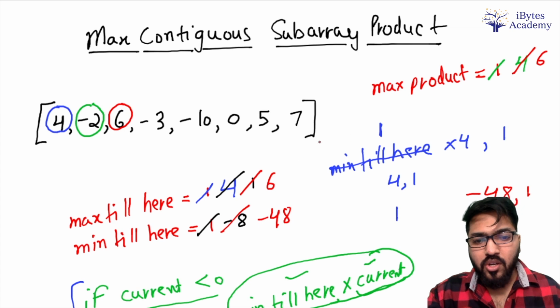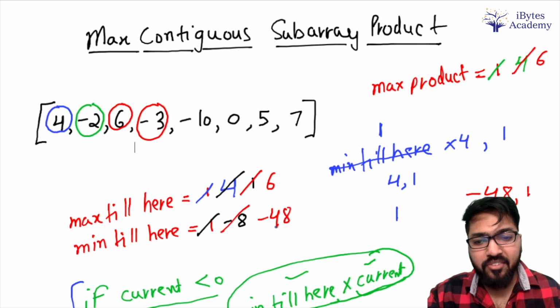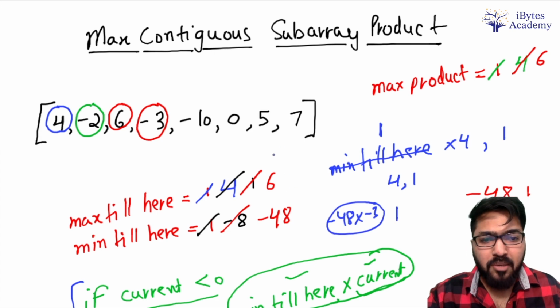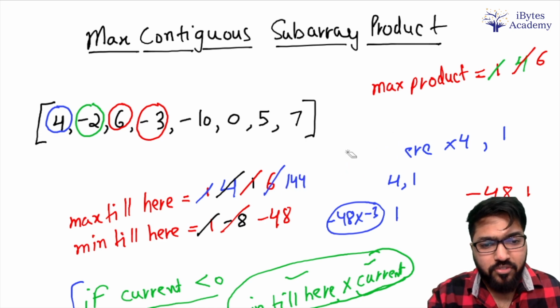Okay. Now the next number is a negative number. So for this, what we are going to do, for max till here, we have to multiply min till here into the current number. So min till here, that is -48, into the current number, that is -3. So that is going to give me 144. And if we are taking the maximum of 144 and 1, that is 144. Let me just get rid of this.